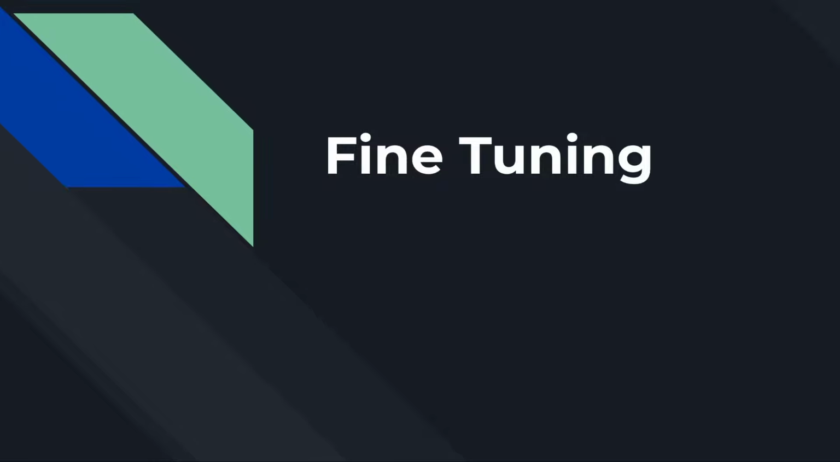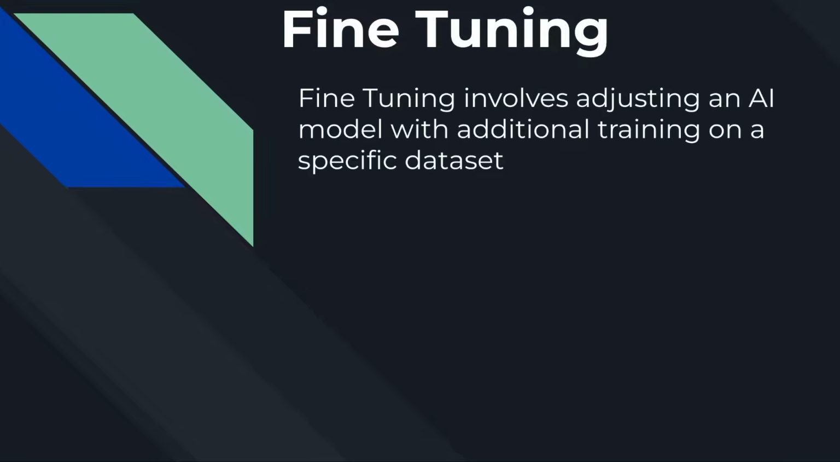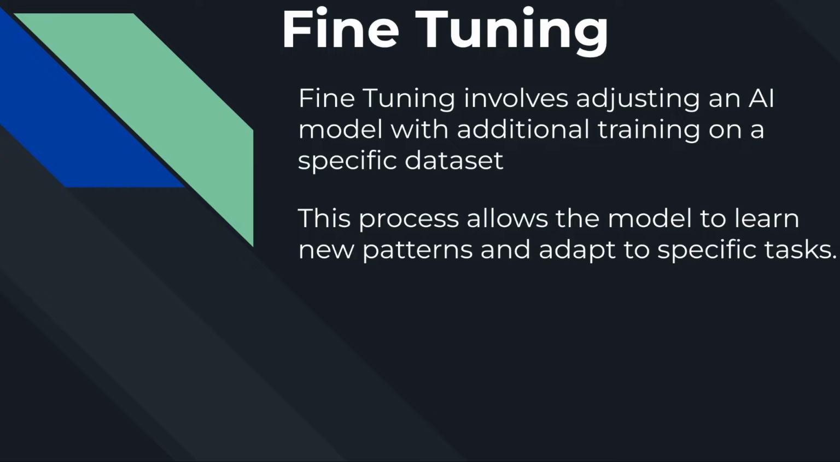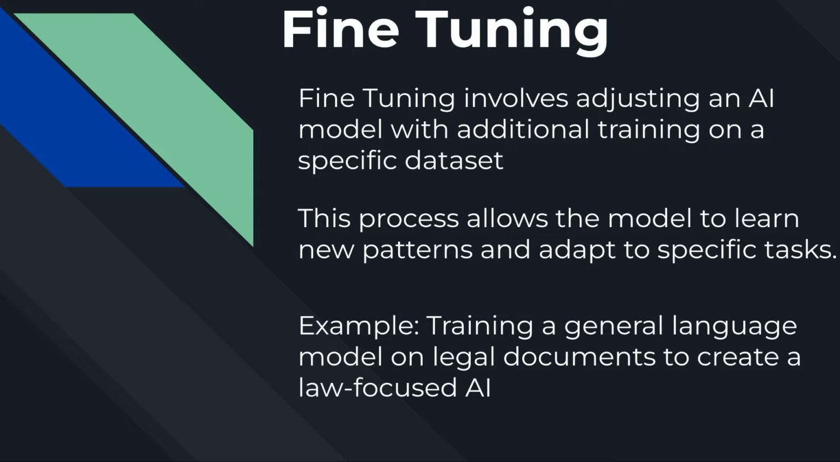Let us now understand what fine tuning is. Fine tuning involves adjusting an AI model with additional training on a specific data set. Now it has to do something very specific with the AI model itself. While prompt engineering has to do with the way you ask questions, fine tuning has to do with changing the AI so that it responds in a certain way. This process allows the model to learn new patterns and adapt to very specific tasks.